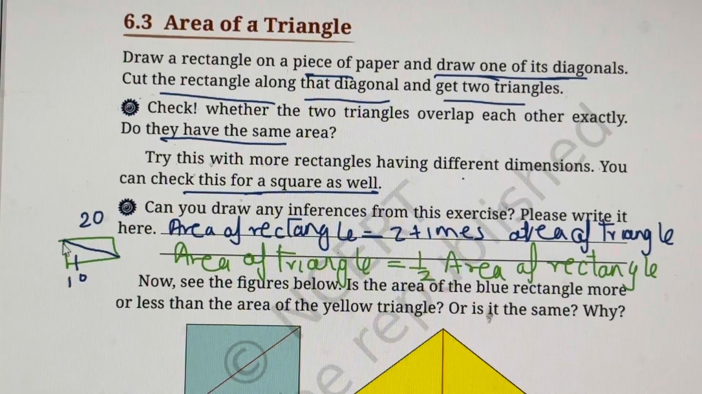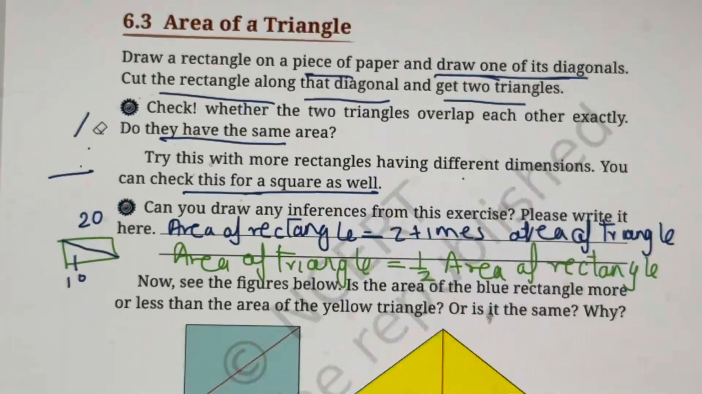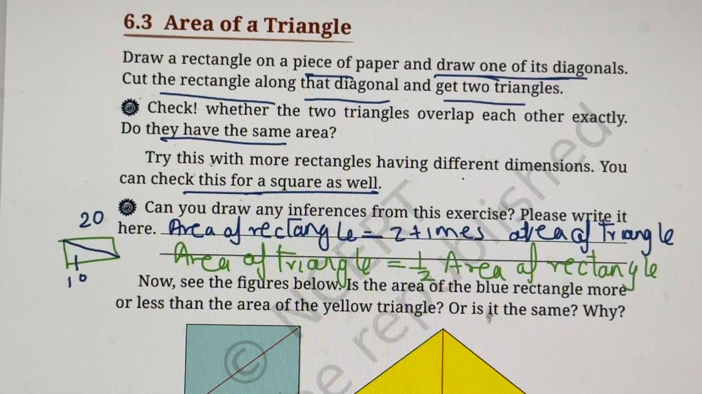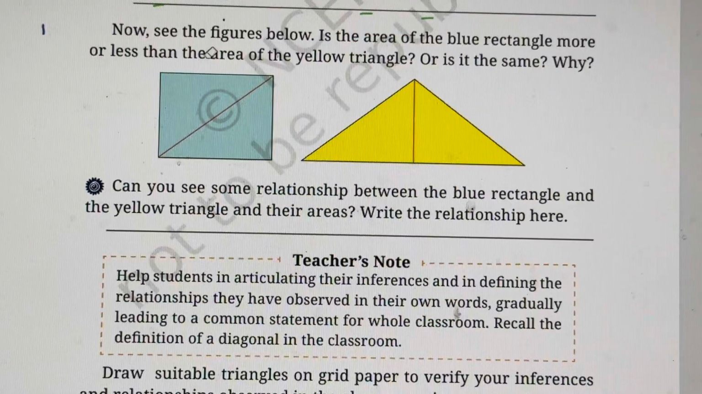I hope you remember these are diagonals. What are diagonals? There are two diagonals in a rectangle, 1 and 2. Even in a square, you'll get two diagonals, right? So they should be divided along the diagonals so that you get two equal triangles. Understood this part? Now see the figures below.